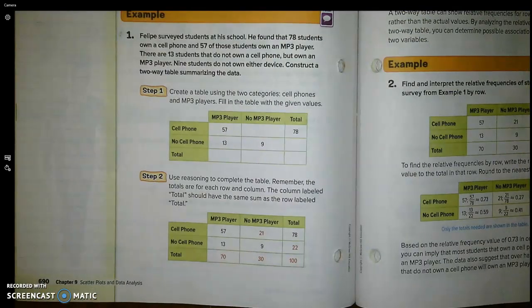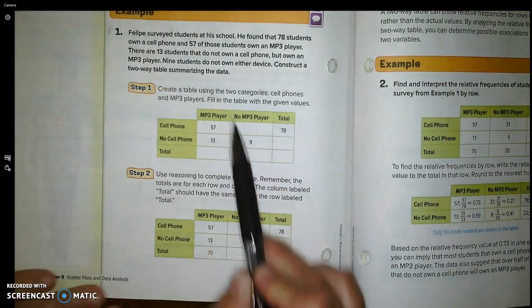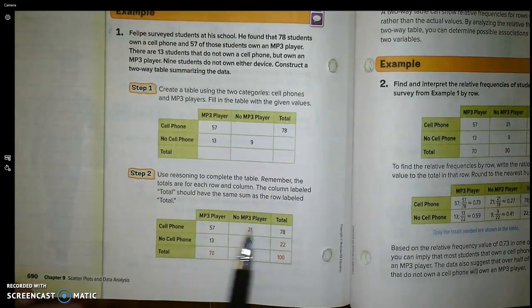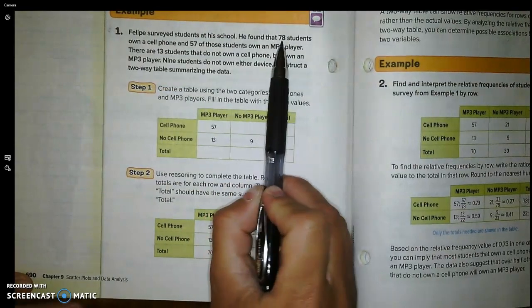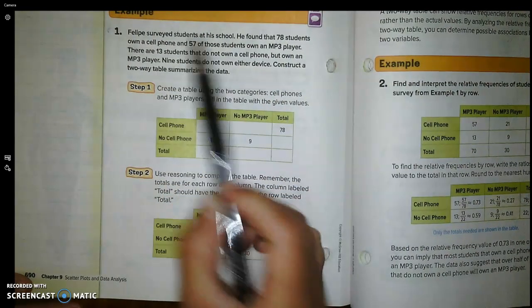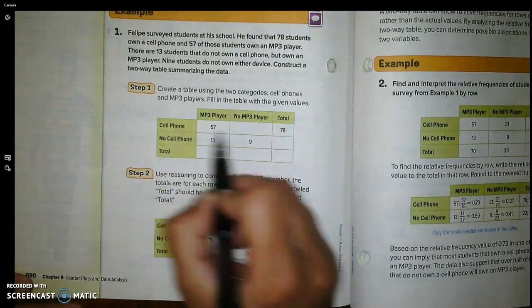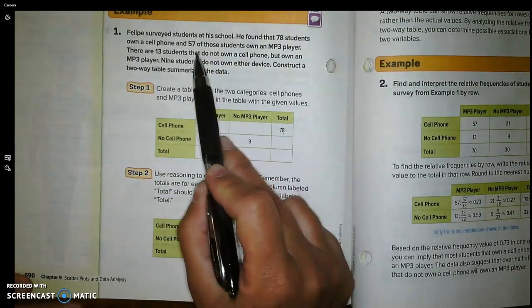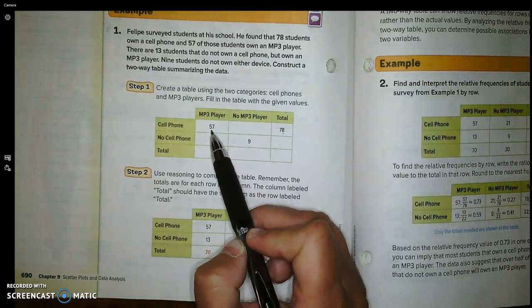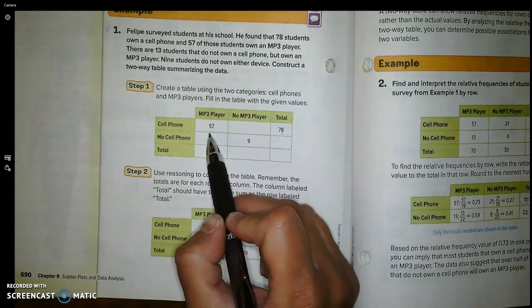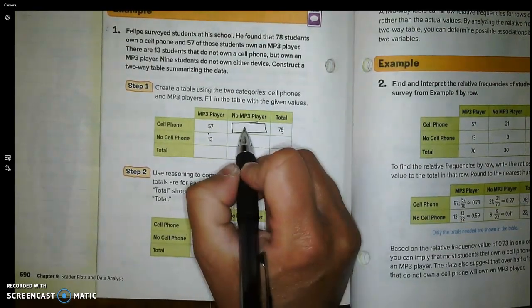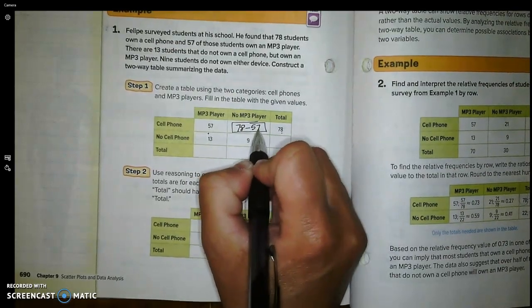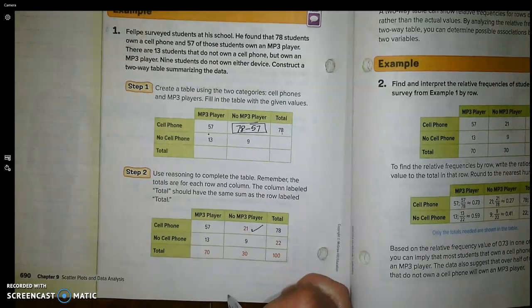All right, so get your calculators ready. What we're going to do is fill in some information, and fill in this two-way table that they made. So Philippe surveyed students. He found there were 78 students that own a cell phone, okay, so cell phone total is 78. 57 of those students own an MP3 player. So 57 of them have an MP3 player. How many of them do not have an MP3 player? And so in this box, you're going to do 78 minus 57. And that's where that 21 comes from.